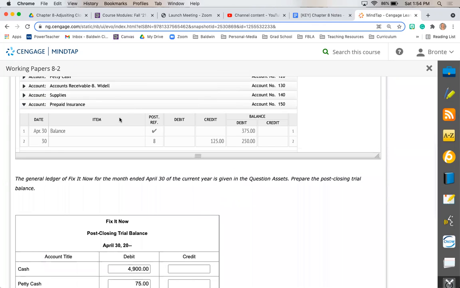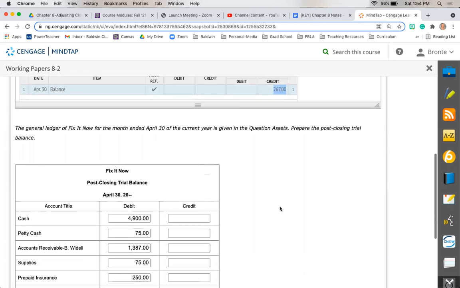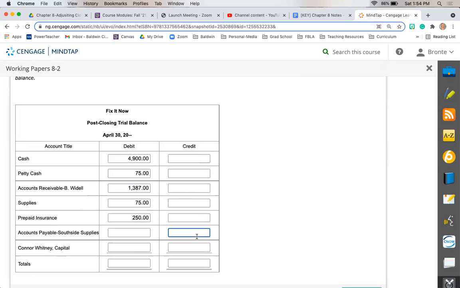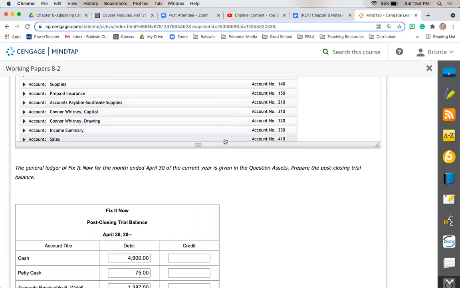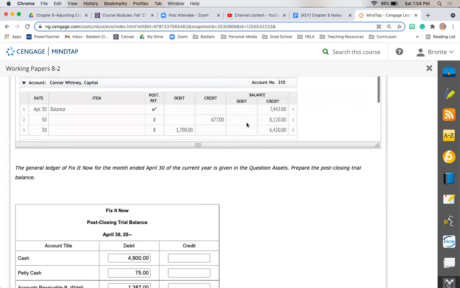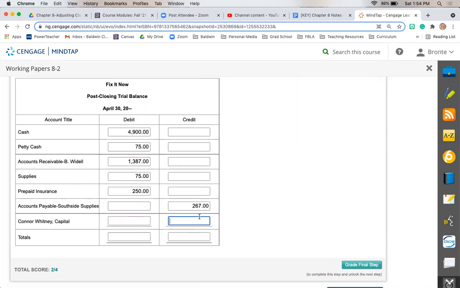Accounts payable is our only liability, has a $267 credit balance. And then finally, our big capital account, which we've closed all our temporary accounts into, has a $6,420 balance.